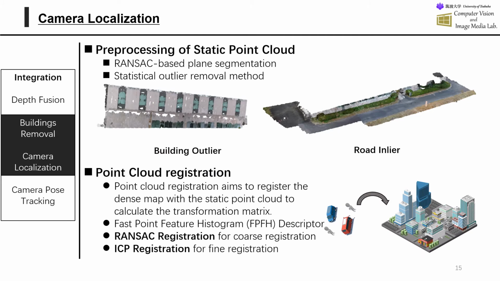Camera localization method is mainly based on point cloud registration method. In this case, we use the FPFH discriminator. The input of FPFH is the point cloud with normal information, and the output is a histogram that can reflect the characteristics of the neighborhoods around each point. Then, RMSD registration method is proposed to make coarse registration of two point clouds, and ICP registration is for fine registration. After getting the transformation matrix, the dynamic point cloud can be transformed into the static point cloud.